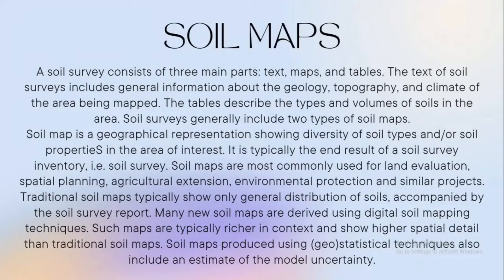Example, soil survey. Soil maps are most commonly used for land evaluation, spatial planning, agricultural extension, environmental protection, and similar projects. Traditional soil maps typically show only the general distribution of soils, accompanied by the soil survey report. Many new soil maps are derived using digital soil mapping techniques. Such maps are typically richer in context and show higher spatial detail than traditional soil maps. Soil maps produced using geo-statistical techniques also include an estimate of the model uncertainty.